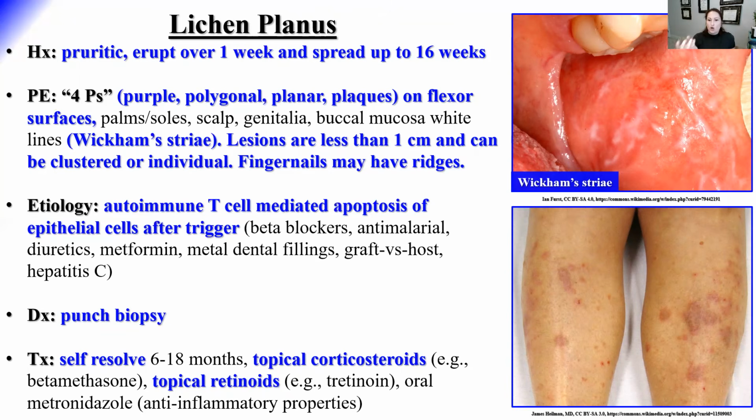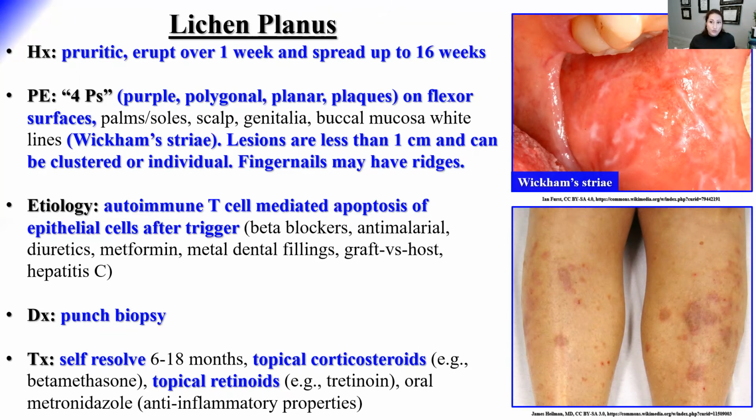You get these white lines called Wickham striae, and that is very specific to this disease. So that's a good exam question there. The lesions are about 1 centimeter and can be either in clusters or individuals. You may also develop fingernail ridging. This is an autoimmune T-cell mediated apoptosis of epithelial cells. So all of your epithelial cells are dying off.